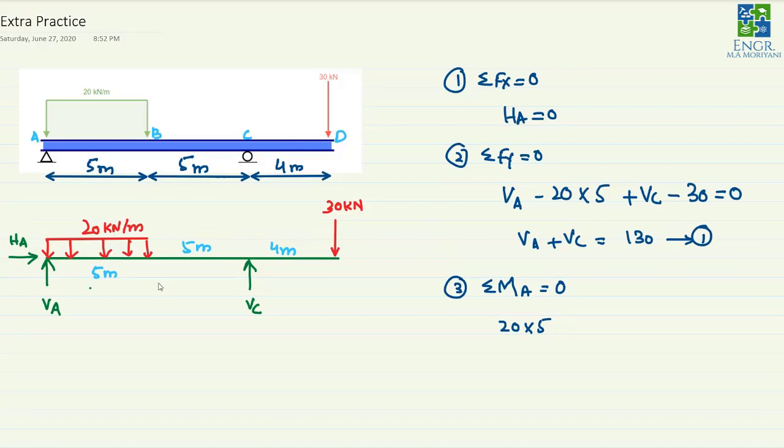We have to multiply this by the moment arm. Because this is a uniformly distributed load, it acts at its center of gravity, and the center of gravity of this rectangular load is exactly at its center.